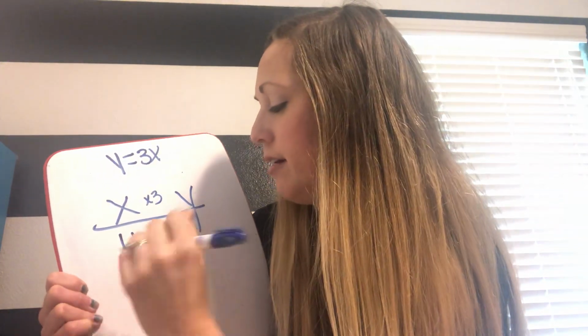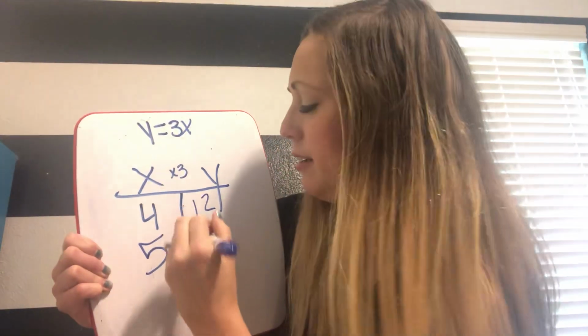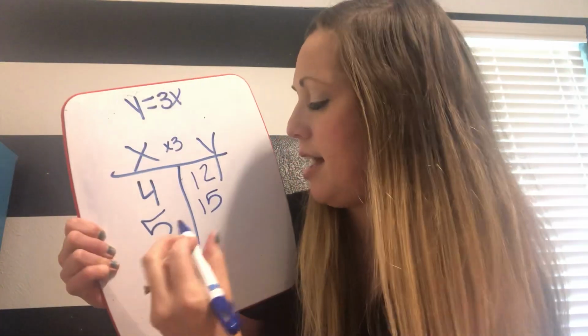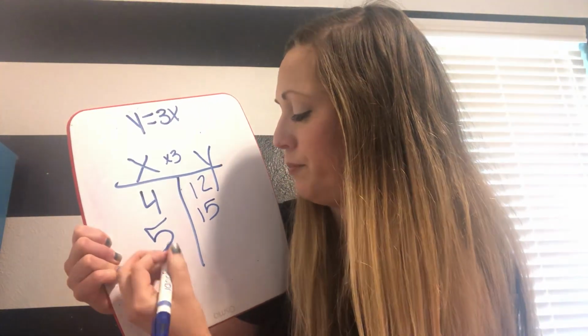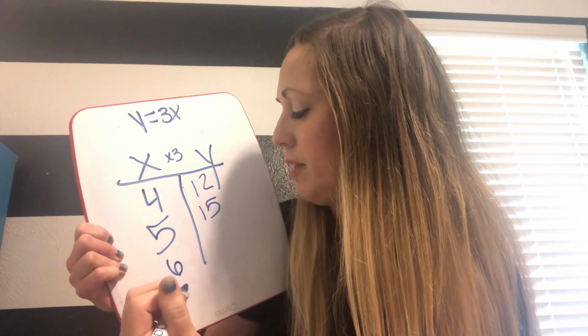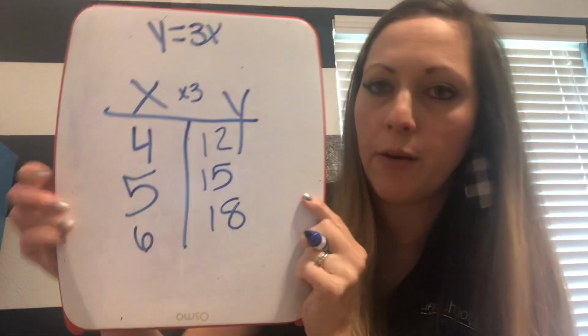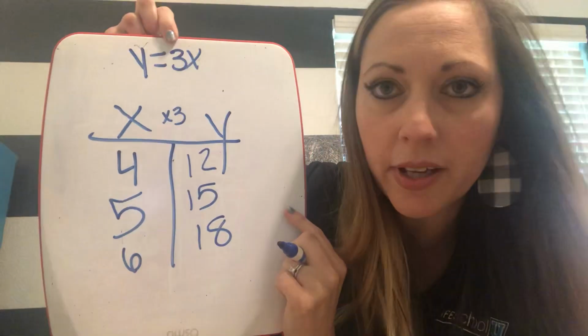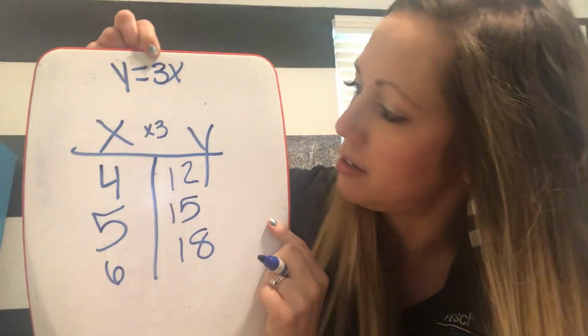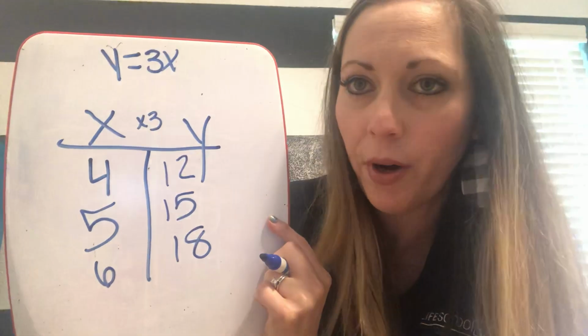I had a 5 here. 5 times 3 would be 15. And let's just say if I had a 6 here, 6 times 3 would be 18. So this would be an example of showing this multiplicative relationship equation in a table form.